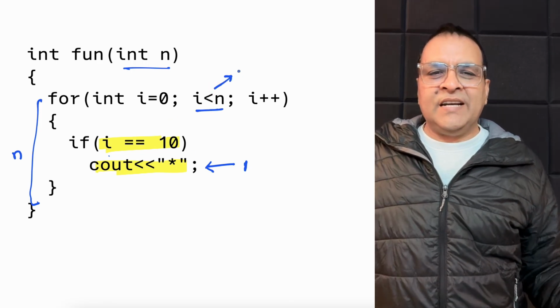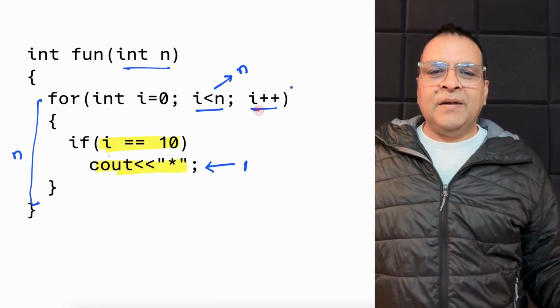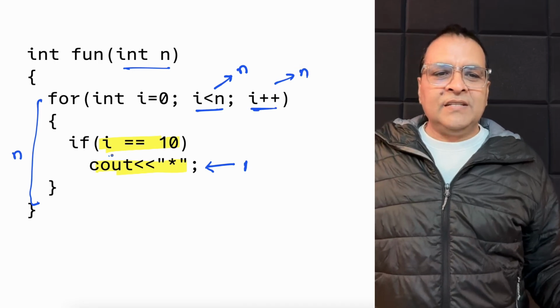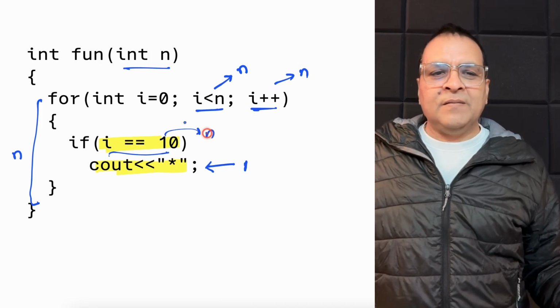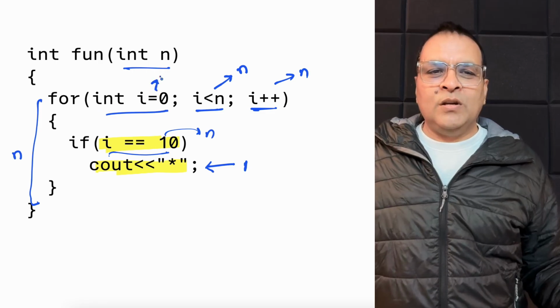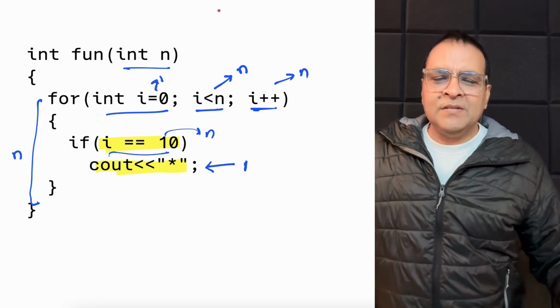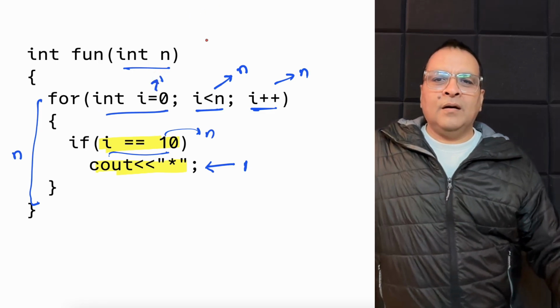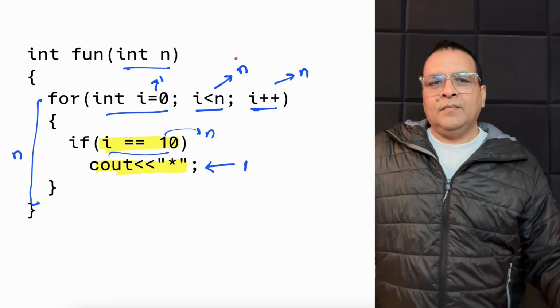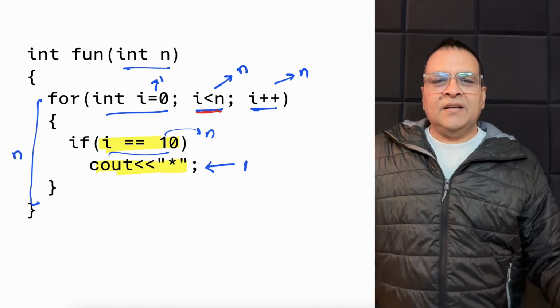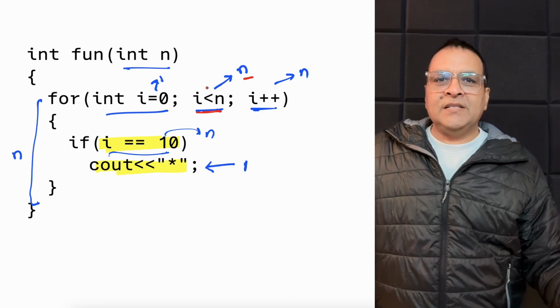This condition is being checked n times. This increment happens n times. This condition is being checked n times. And this initialization happens only once. Now when I say n times, I mean big O of n. For example, this condition is not checked exactly n times. This condition will be checked exactly n plus 1 times.